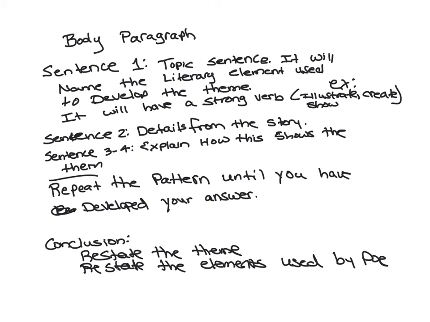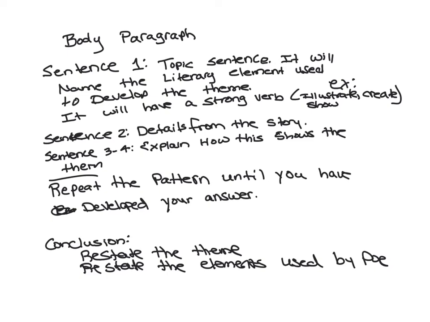Body paragraph. Sentence 1 is your topic sentence. You're basically writing it just like the "Devil and Tom Walker" paragraph, only it's about Edgar Allan Poe. In the first sentence, you're going to name the literary device you're talking about in that paragraph. So you'll have the word symbol, characterization or characteristics, and then tone or mood, depending on which one you're doing. You're going to have a strong verb. Examples are illustrate, create, show, whatever you want to use. Pull out that handout I gave you and choose what you want.